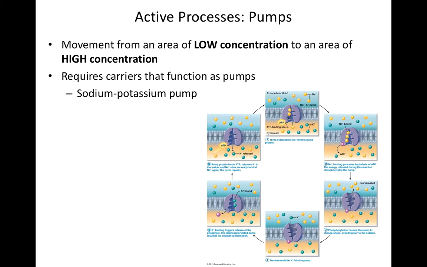Now, all of that was passive. We were going from high to low. We didn't have to input any energy. The gradient itself drew the transport. Active processes require energy. So the first type we're going to talk about has to do with a gradient, but we're going in the opposite direction. We're going to go from low to high. We are pushing our wagon uphill. That requires energy. It takes energy to walk uphill.